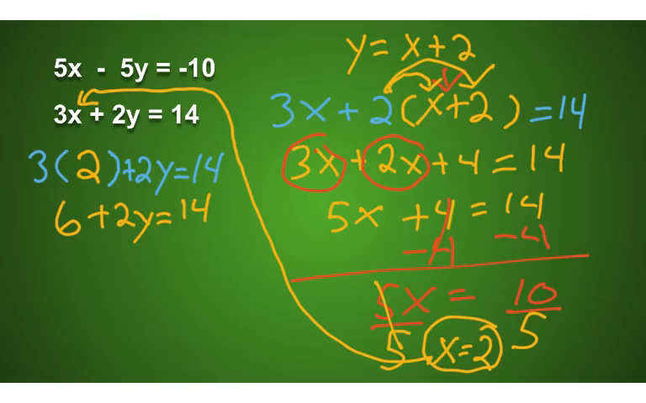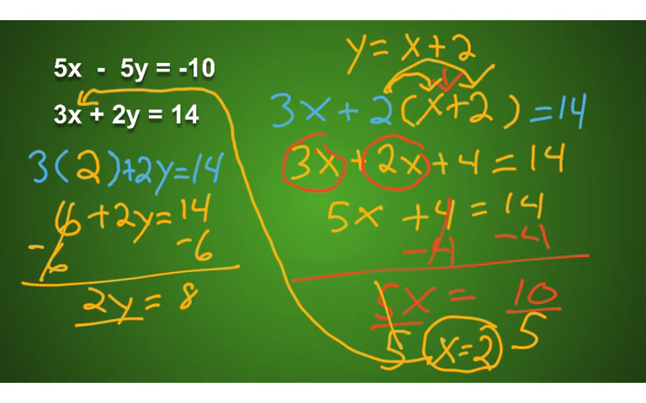So I'm going to start with addition and subtraction. I'm going to minus 6 on both sides. And I'm left with 2y equals 8. Then divide by 2 on both sides. I'm left with y equals 4. So we have our solution, and that is going to be (2, 4). And of course, I want to check to make sure it's correct.